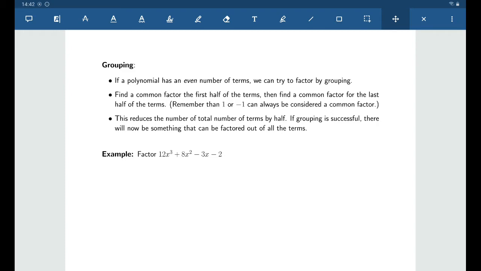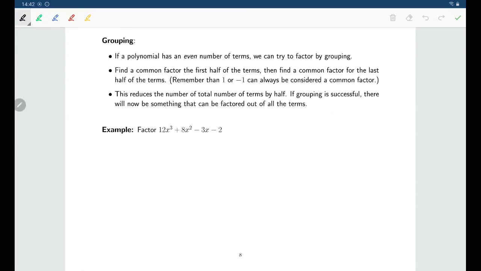One thing that I want us to keep in mind here, of course, is that when I say looking for a common factor in the first half of the terms and a common factor from the second half of the terms, you could always consider 1 or negative 1 to be a common factor. You could always factor 1 out of anything. So keep that in mind, that even if you're looking at things that don't appear to have common factors, they always do. You could always factor out a 1 if that's what makes it happen.